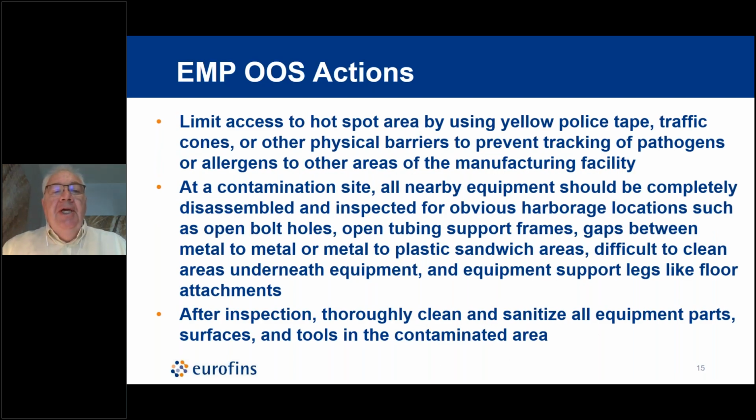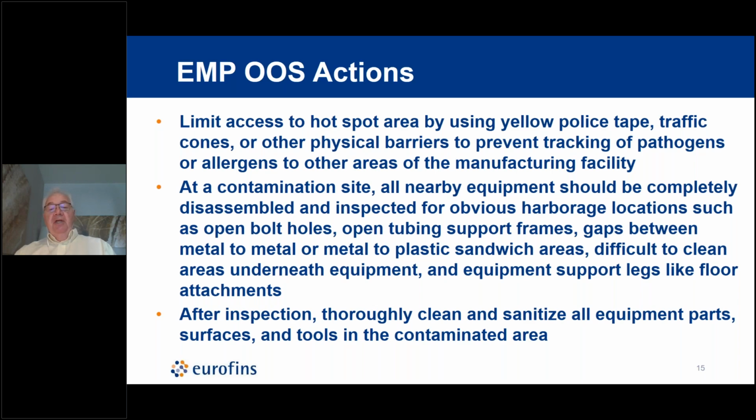So what are some actions that you can do? Again, I want to just focus for the rest of the talk primarily on environmental monitoring out of specifications, because that's what I spend a lot of my time on. So first thing you need to do is to limit access to the hotspot area by segregating that facility from the rest of the business operation. This means physically putting barriers to prevent tracking of any contamination from that site elsewhere in the facility. So again, you could use yellow police tape, traffic cones, or other barriers to segregate that out of spec location.